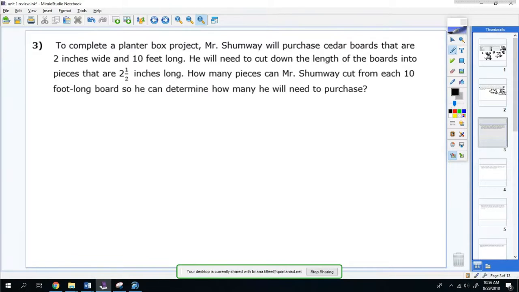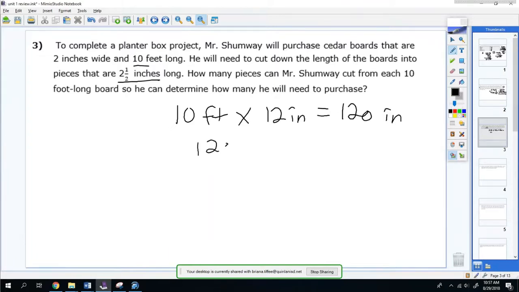So the first thing is, I have a 10-foot long board, and I'm going to cut pieces 2.5 inches long. My units aren't the same, so I'm going to have to change that. So I have 10 feet, and I'm going to multiply that by 12 inches, and then you get 120. So I am buying a 120 inch long board. So we're going to take this 120 and divide it by 2.5. Well, I know 2.5 is just 2.5. So when I divide 120 by 2.5, you get 48.